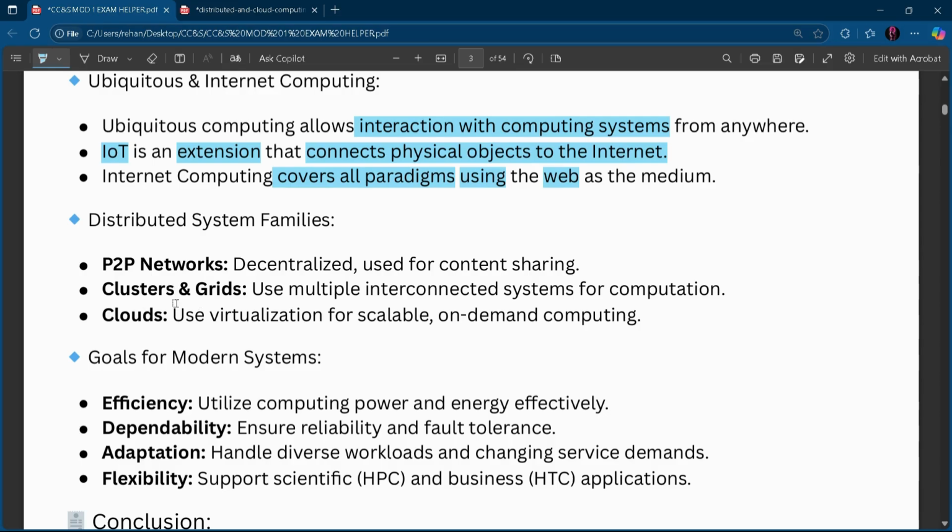What is a P2P network? They are decentralized. Remember, even in future topics, you have to mention where they are decentralized. They follow a peer structure used for content sharing. Then clusters and grids use multiple interconnected systems for computation. Multiple interconnected systems can be connected via network or internet. You can rewrite an additional point. Clouds use virtualization for scalable and on-demand services.